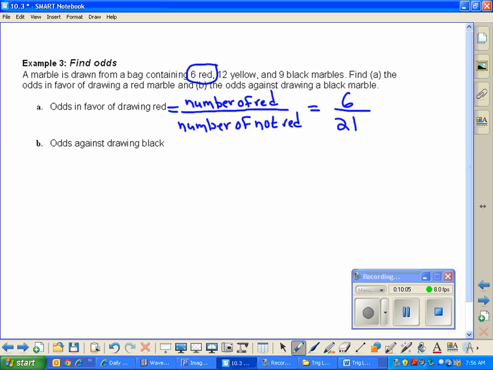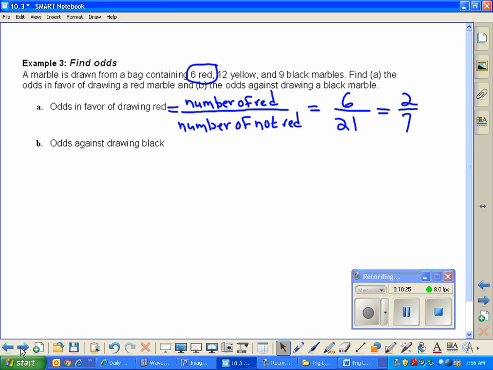You wouldn't leave it like that, however. You can't leave 6 over 21 as an answer. We do have to reduce it. 6 to 21, reduce out the common factor of 3. The odds are 2 to 7 in favor of drawing a red. Are there questions about part A?